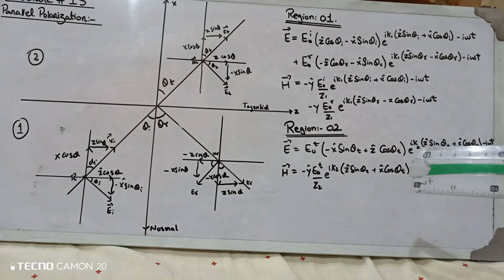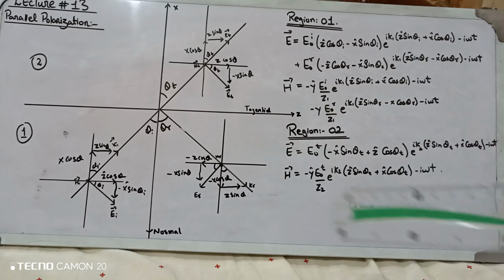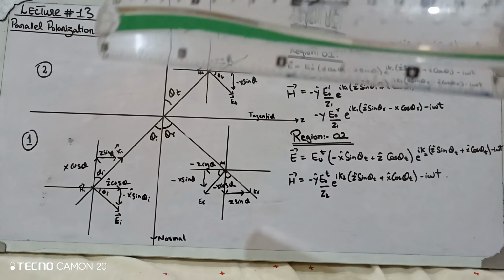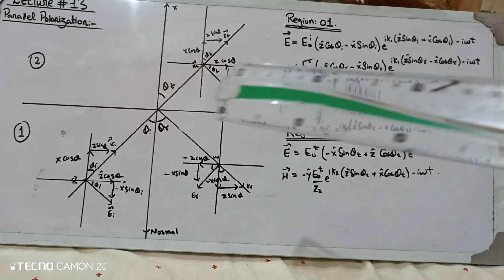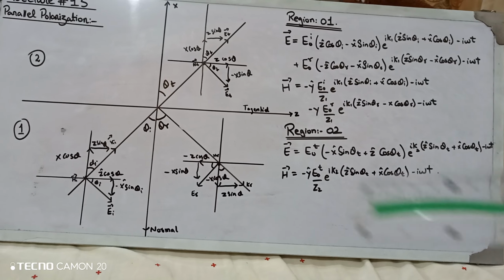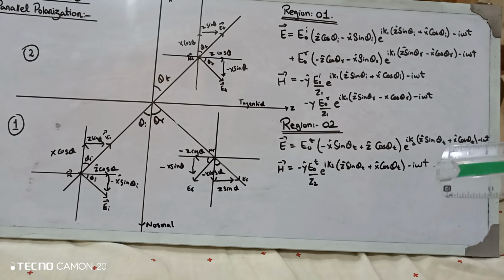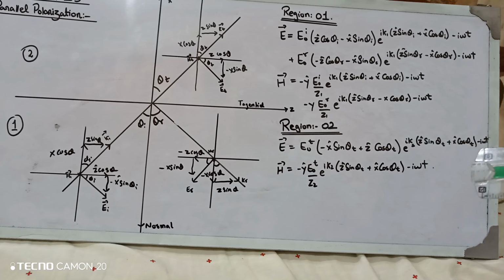And e power iota k2. Now it becomes k2. Why k2? Because now you are in the second medium. And the wave propagation is again subdivided, so you can see x cos theta and z sine theta t, minus iota omega t as it is.